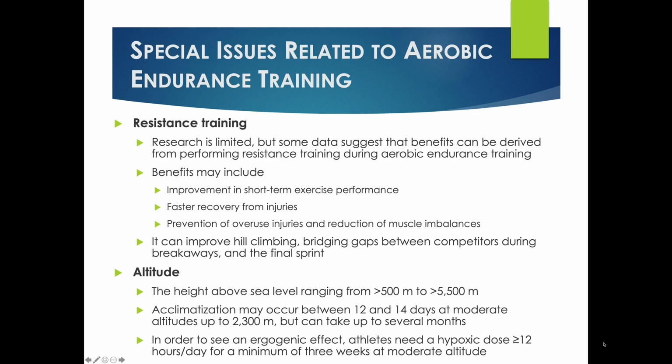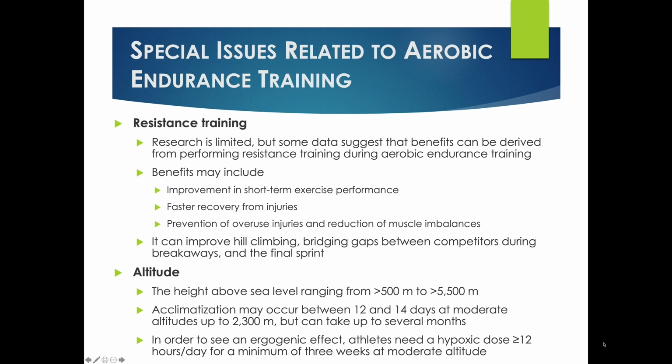And altitude, it says, is the height above sea level ranging from 500 meters to 5,500 meters. It says acclimatization may occur between 12 and 14 days at moderate altitudes up to 2,300 meters, but could take up to several months. In order to see an ergogenic effect, athletes need a hypoxic dose greater than 12 hours per day for a minimum of 3 weeks at a moderate altitude.